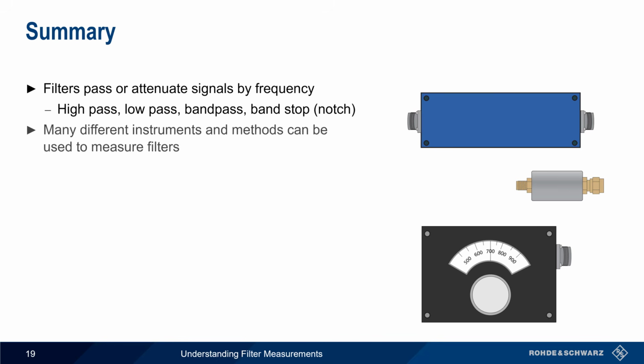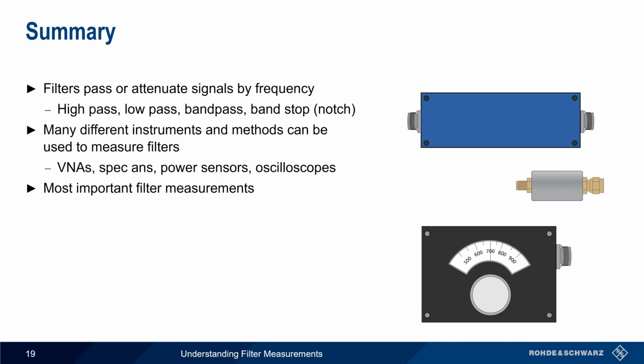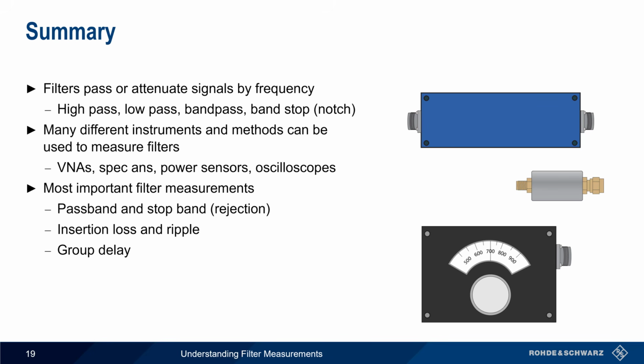Filters can be measured or quantified using a variety of different instruments, including vector network analyzers, spectrum analyzers, RF power sensors, and oscilloscopes. Although there are many different measurements that can be made on filters, in this presentation we covered the most important ones, namely passband and stopband or rejection, insertion loss and ripple, group delay, quality factor, and input impedance. This concludes our presentation, Understanding Filter Measurements.